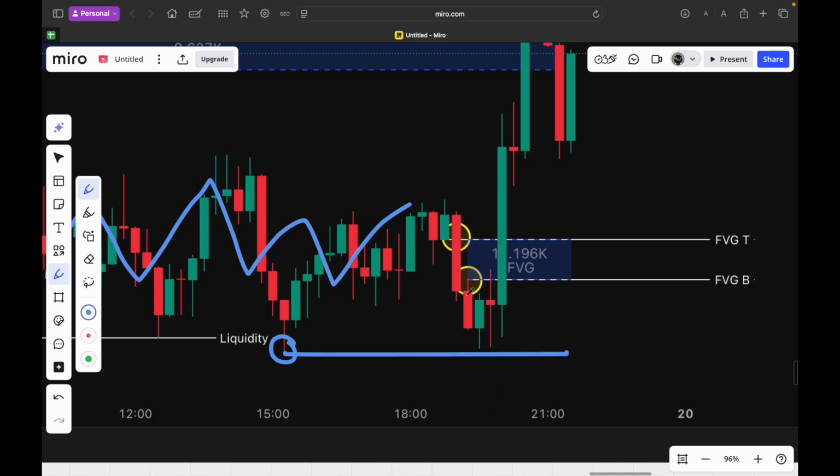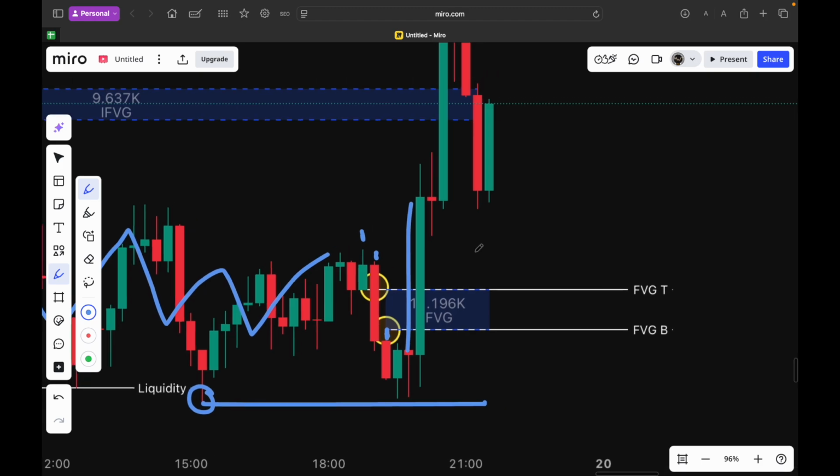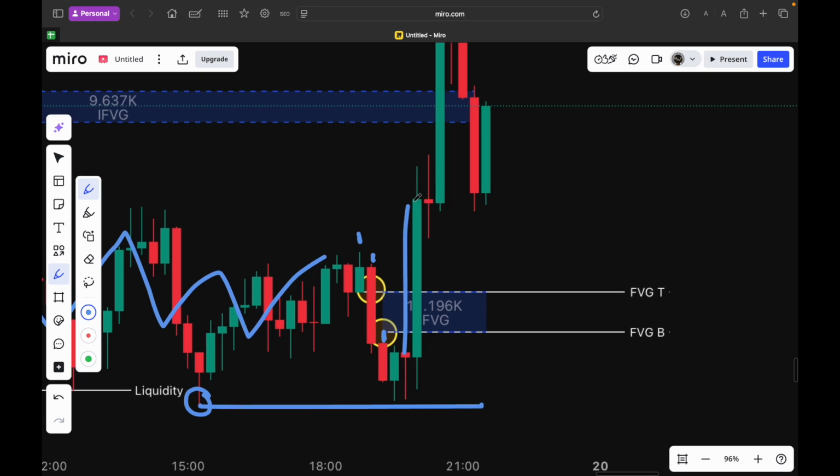We created our normal fair value gap here, candle 1, candle 2, candle 3. Price did not respect this fair value gap. Price broke through, and we created an inverse fair value gap. So there's a few ways you can do it. You can enter on the close right over here.